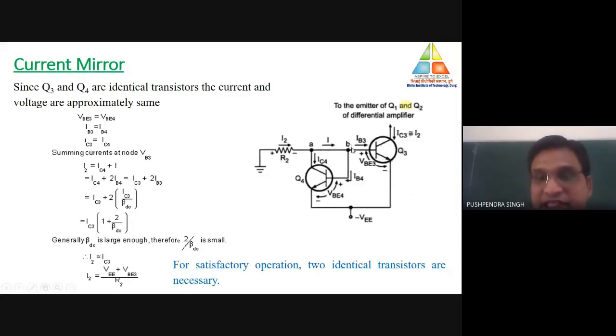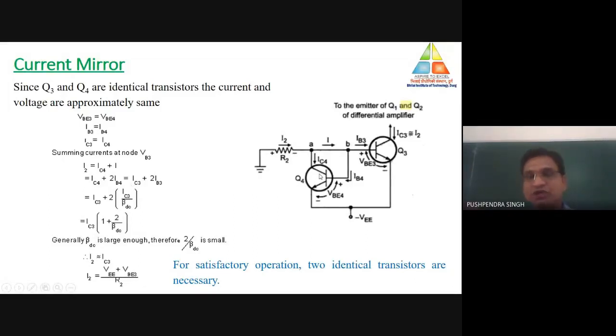Then what is the value of IB3? IB3 is nothing but IB4, as I told you, both the transistors are identical. So IB3 is IB4, and I am replacing the value of IB3 by IB4. Then from here, what is I2? I2 is IC4 plus twice of IB4, where IC4 is IC3.